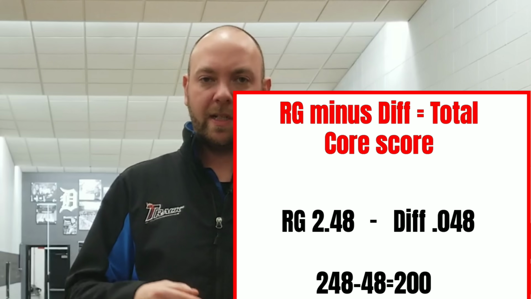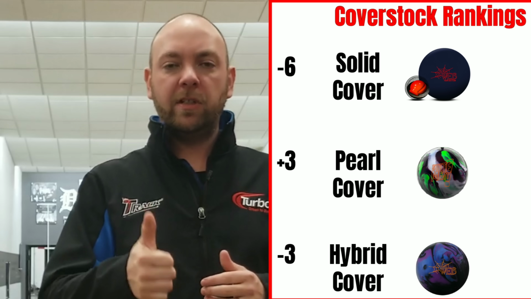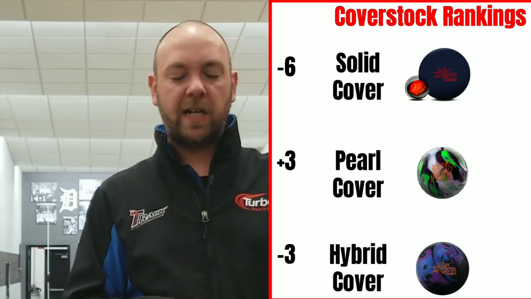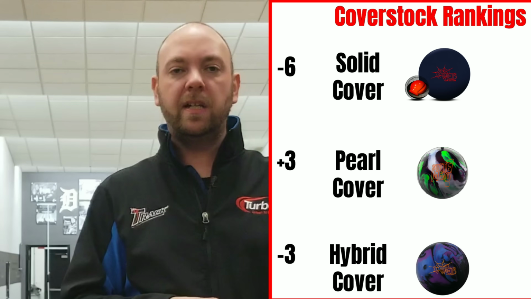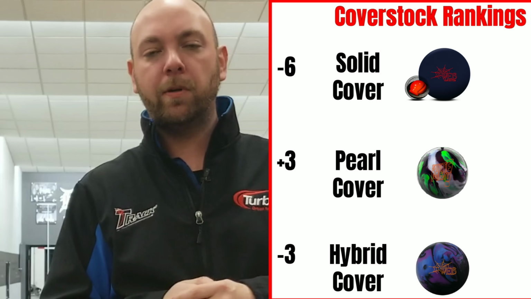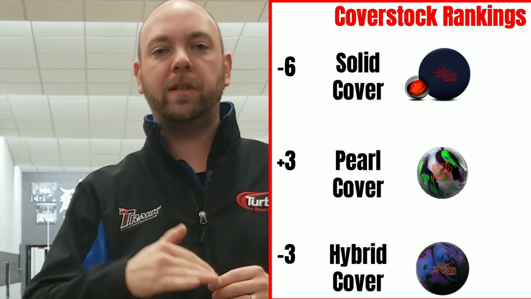Now we're going to take it one step further, and we're going to add the cover stock details to it. So we're going to rank the cover stocks as well. In the image you see here, it's going to show you that a solid cover stock is going to rank at -6, a hybrid cover stock is going to rank at -3, and then a pearlized cover stock is going to rank at +3.